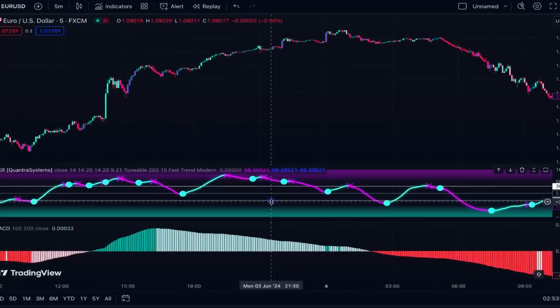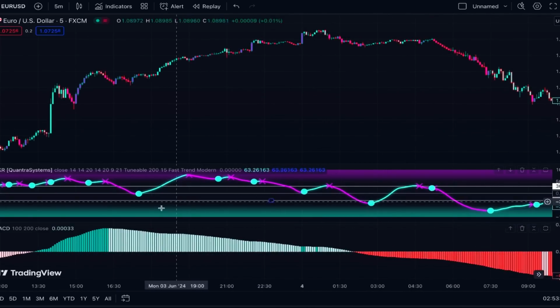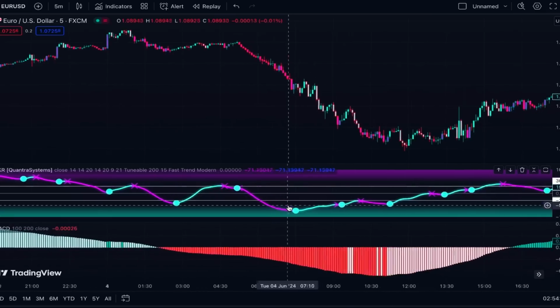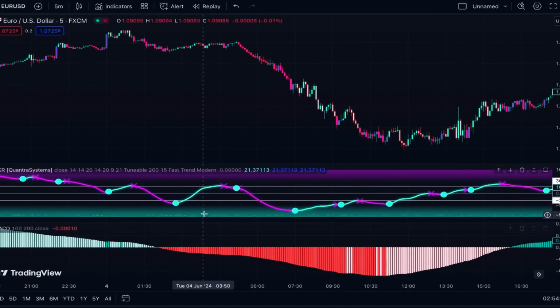When the MACD histogram is green, we wait for the times that in this indicator, the line reaches or goes below -30 level, which didn't happen here. And when the MACD histogram is red, we wait for the times that the line reaches to or goes above 30 level, which happened here at this point, as you can see. After the signal, we wait for the line to go below the 30 level.